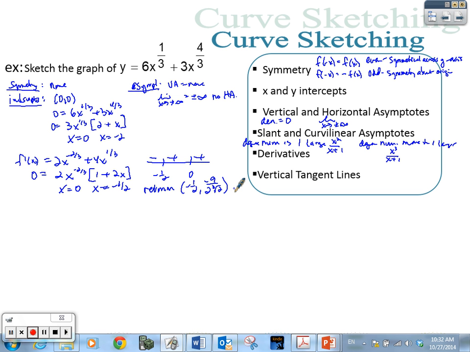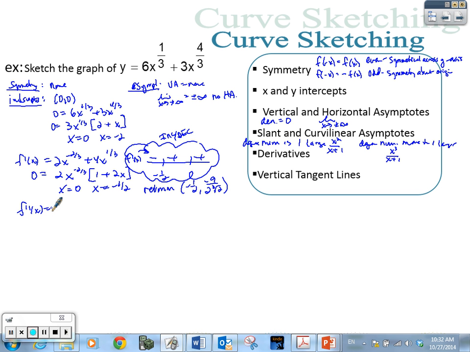I can see my increase, decrease off of here. So I'm not going to write out increase, decrease specifically. You can if you want to. But I'm just going to reference my sign chart for increase, decrease when I'm graphing. Alright, we have our min. So now let's do our second derivative.